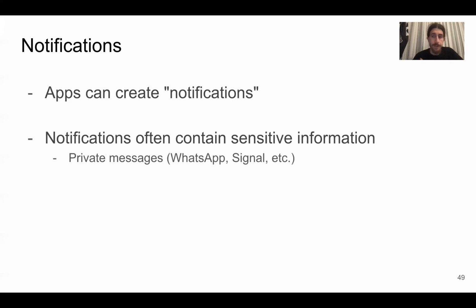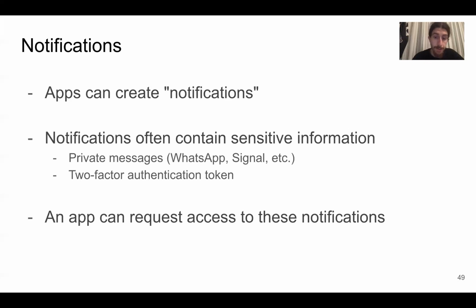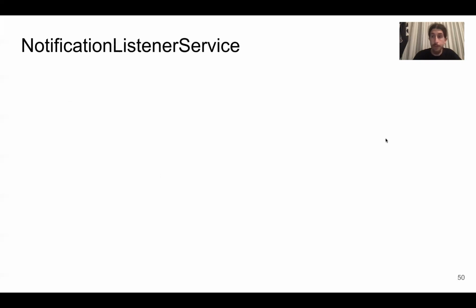And this could also be not only pins, but private messages such as WhatsApp and Signal and so forth. Whenever you receive a message, then you get a notification with the content of the message. Again, two-factor authentication codes and so forth. And turns out that not only an app can create these notifications, an app can also request access to these notifications. So let's see how it works.